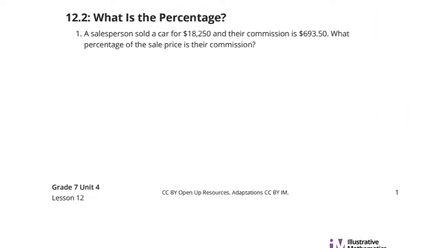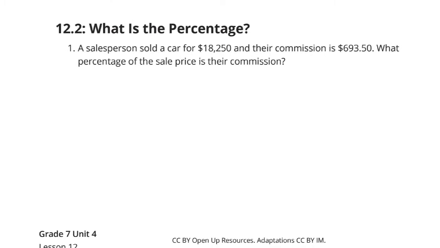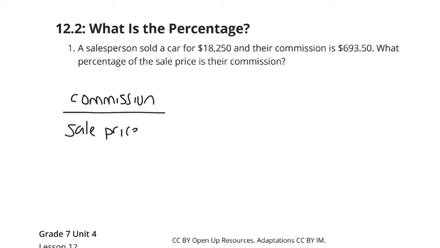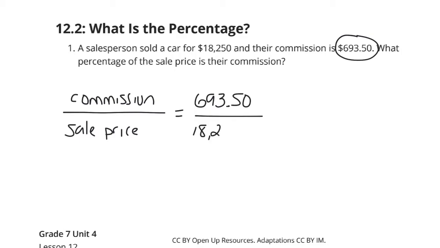Looking at activity 2. A salesperson sold a car for $18,250 and their commission was $693.50. What percentage of the sale price is their commission? Well, we're looking to take the commission and divide by the sale price. Well, our commission is right here in the problem at $693.50. And our sale price is $18,250.